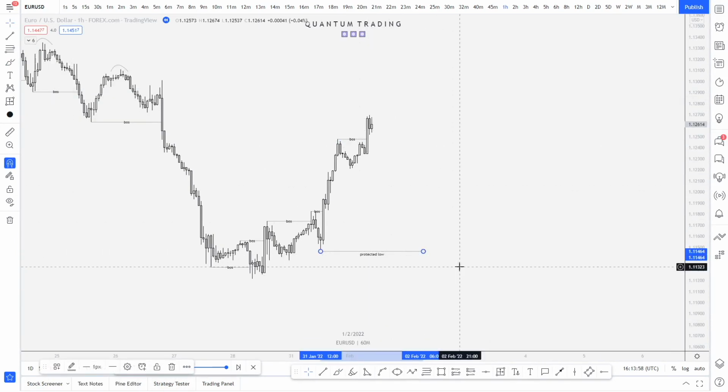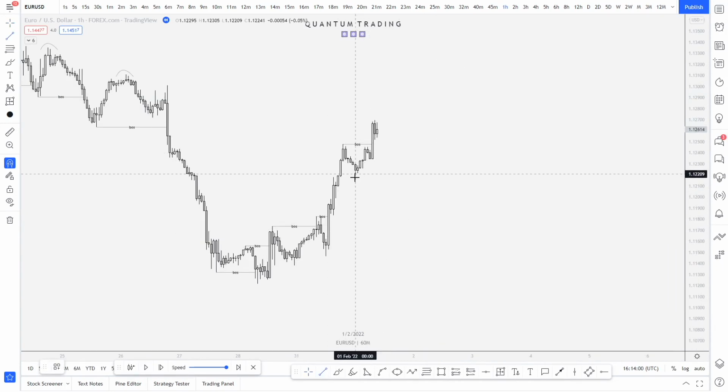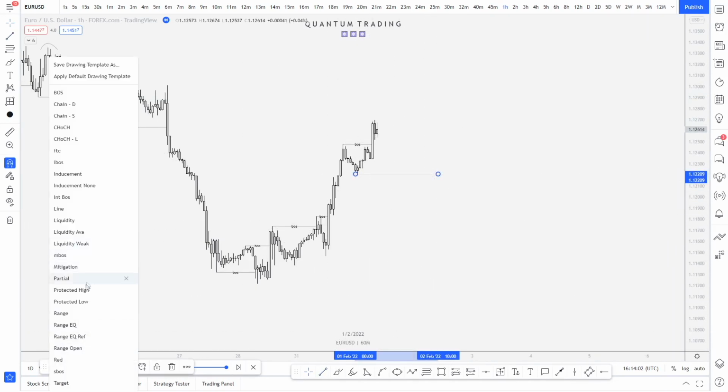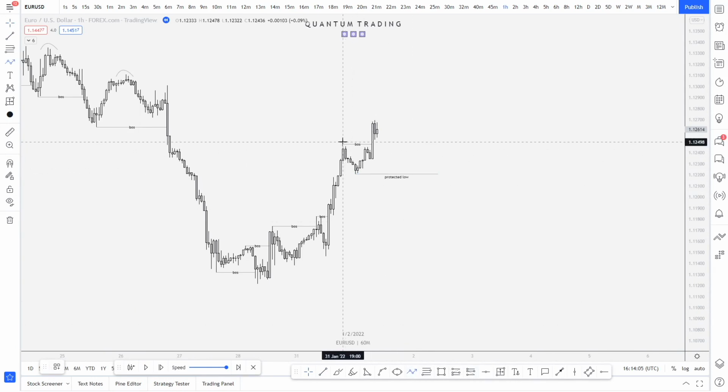Okay, this is no longer our protected low in the market. We have a new protected low, which is right here. We understand that once again, it is the lowest point that's led to the break of structure. And then once again, this is the protected higher low.